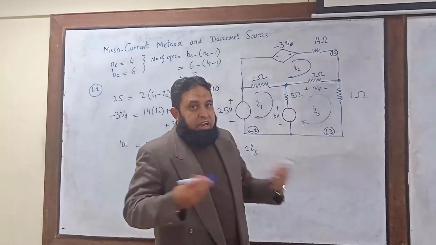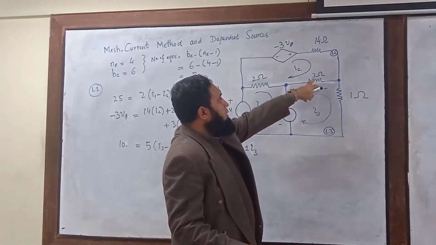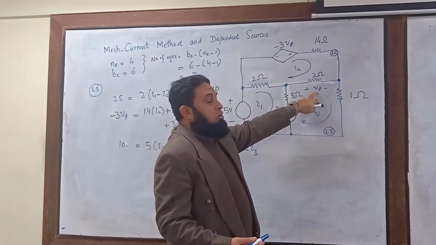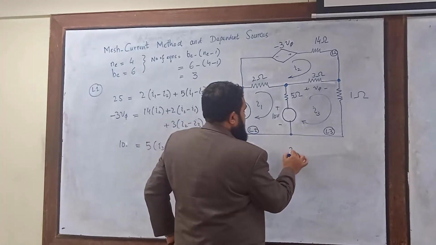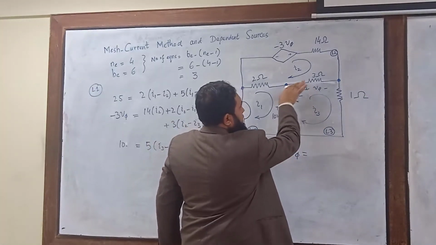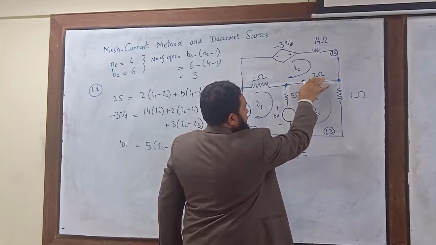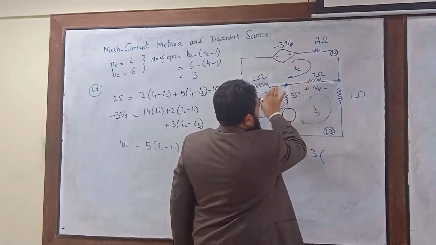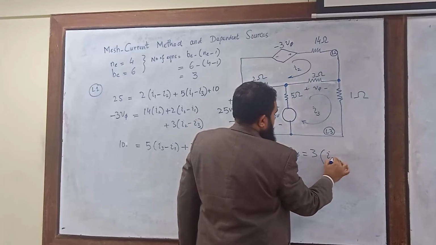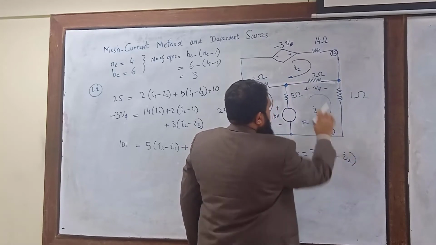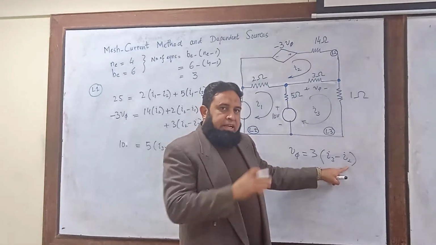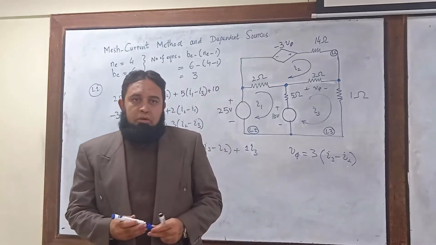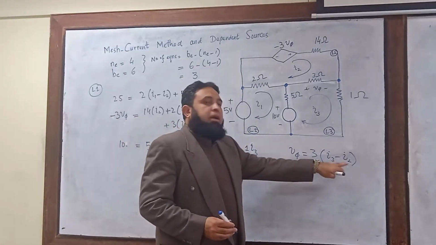Now look at the circuit. You will find V5 somewhere in the circuit. So you see here the voltage across the 3 ohm resistance, or the voltage drop in the 3 ohm resistance, is V5. So this V5 is equal to the current flowing in this direction through this 3 ohm resistance, which is I3 minus I2. So I3 minus I2 is the net current flowing through this 3 ohm resistance, multiplied by the value of the resistance, is equal to the voltage drop. So V5 is equal to 3 times (I3 minus I2).